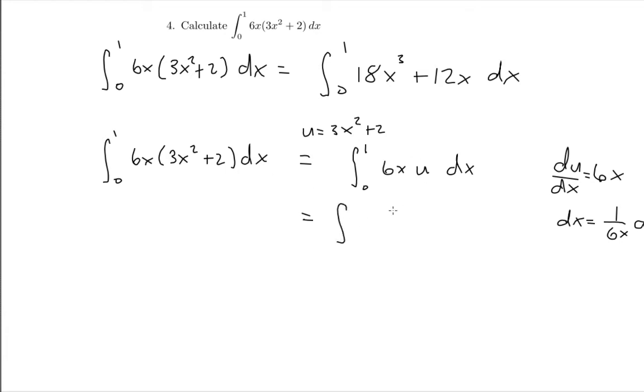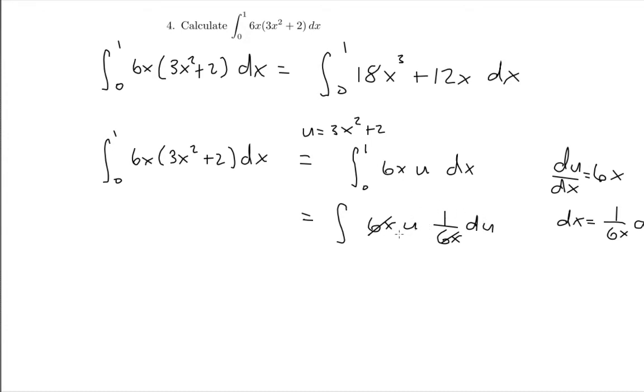So now I can go into my integration. This is 6x u, and this dx now is 1 over 6x du. And I cancel off there, and I cancel off there. And now I have an integration that's only in terms of u. Now, our boundaries of integration up here, we're going from x equals 0 to x equals 1, and now we have an integration with respect to u.